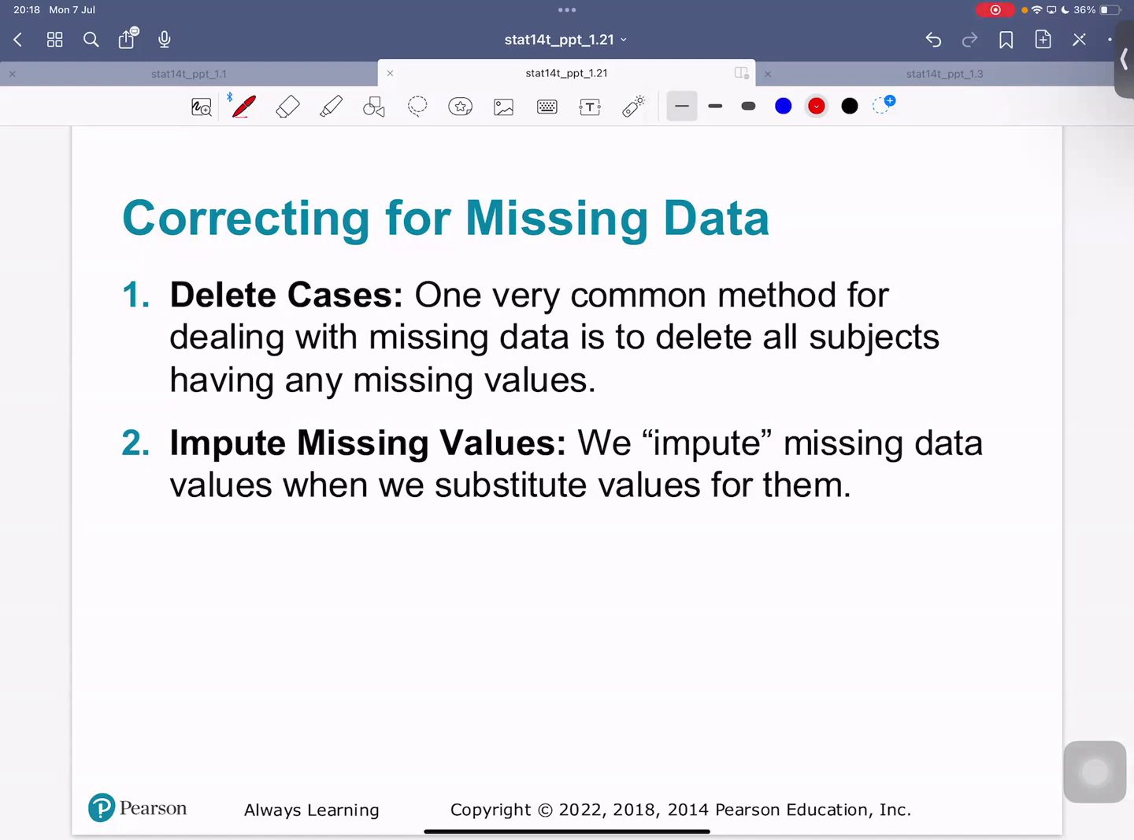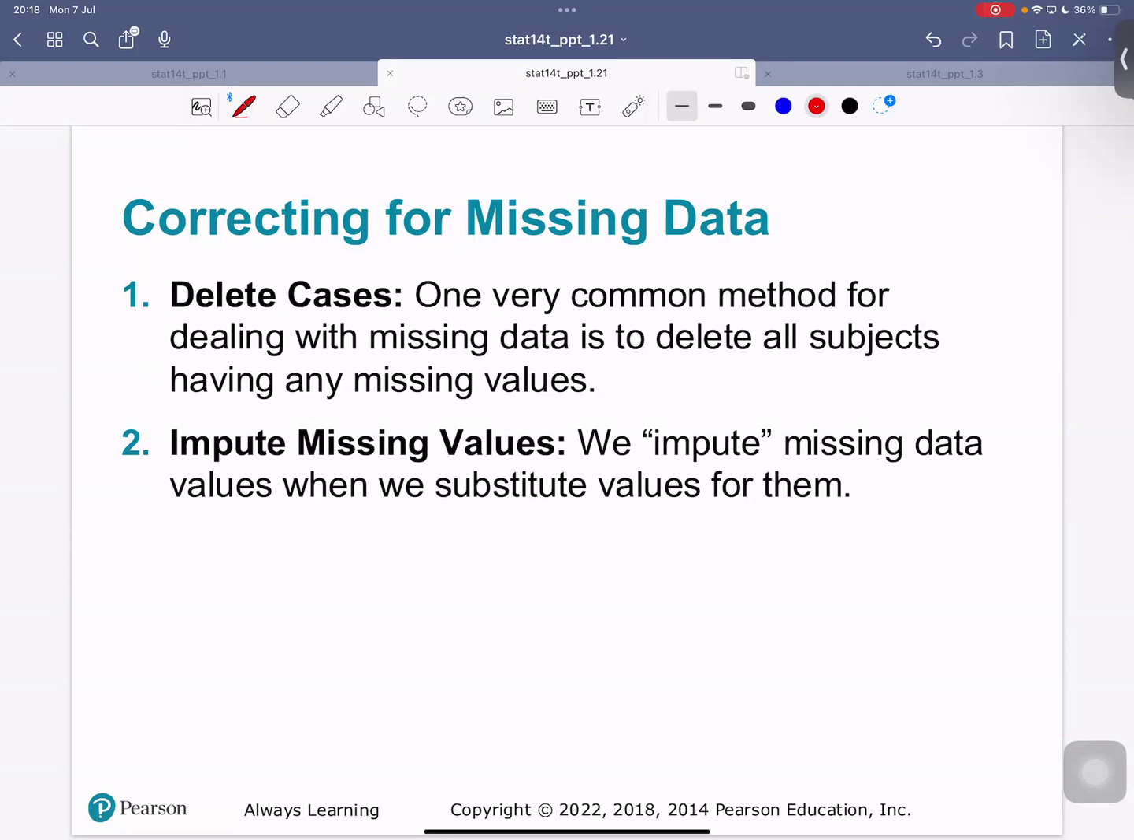Impute missing values. We impute missing data values when we substitute values for them. Sorry, I think this slide has something that I need to correct. So in this case, agree, right?